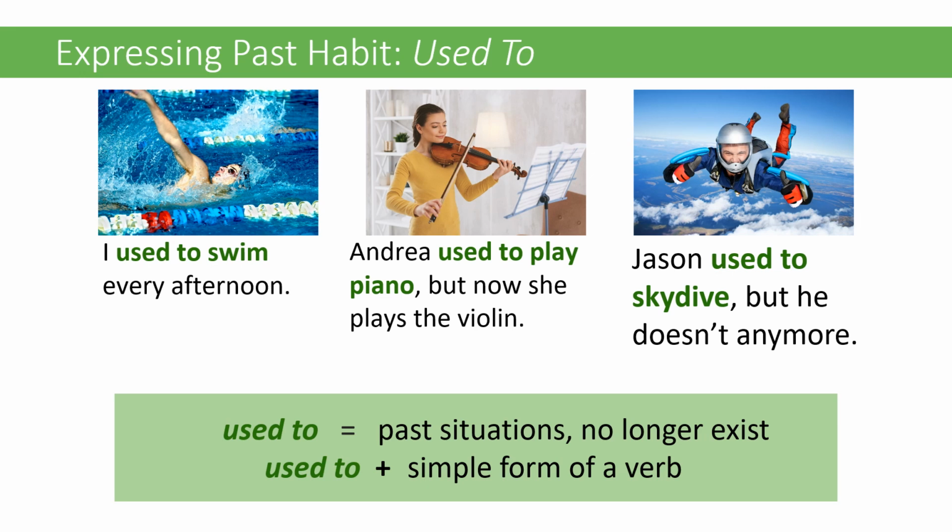So we'll notice that we have used to, and what we mean by the simple form is sometimes called form 1, but it doesn't have ed on it, or it's not the irregular past. So it's I used to swim, not I used to swam. I used to play, not I used to played. I used to skydive, not I used to skydived.